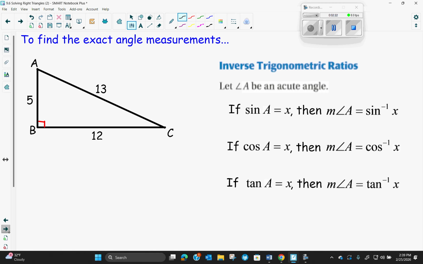So let's say sine of A. So in this case, what is the sine of A? Well, it's opposite over adjacent, or excuse me, opposite over hypotenuse. 12 is opposite of A, the hypotenuse is 13. So sine of A is 12 over 13. All right.